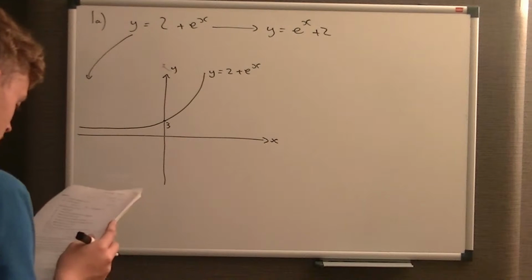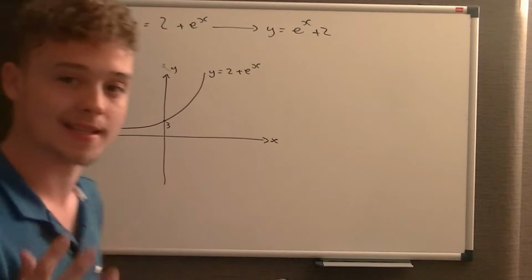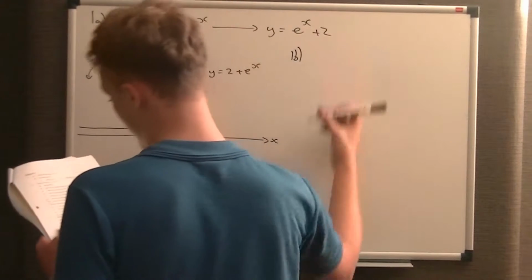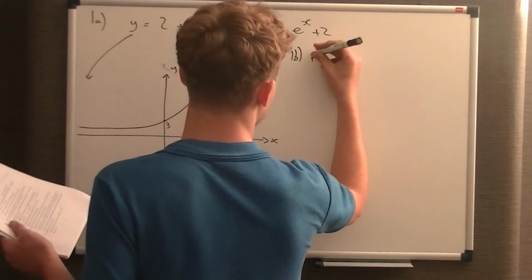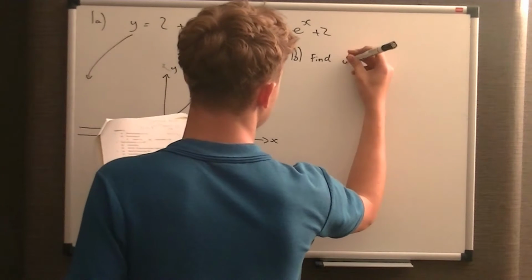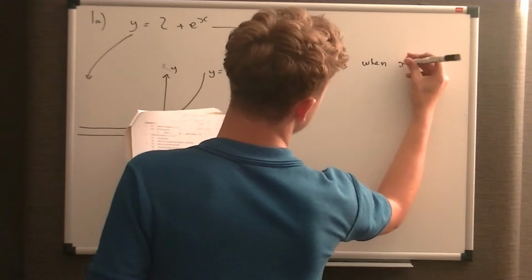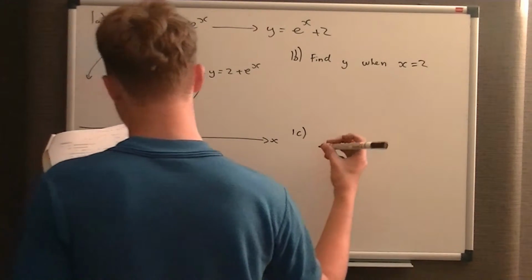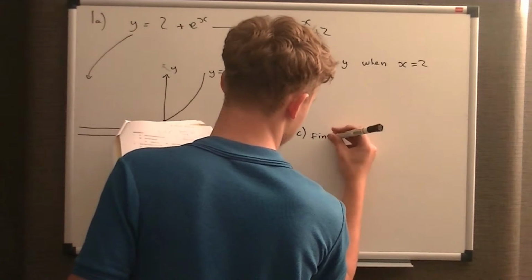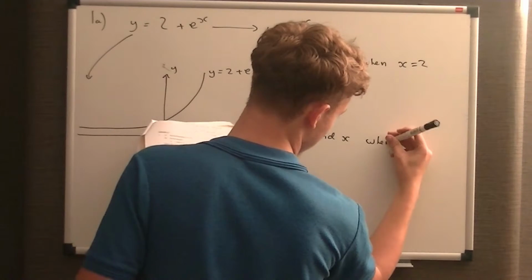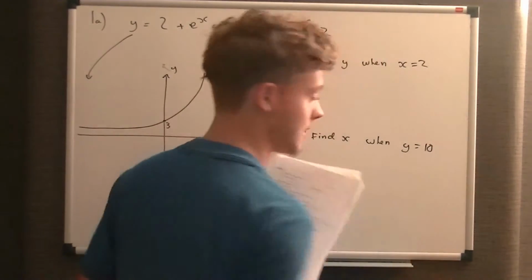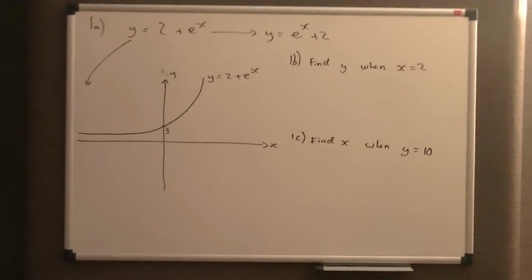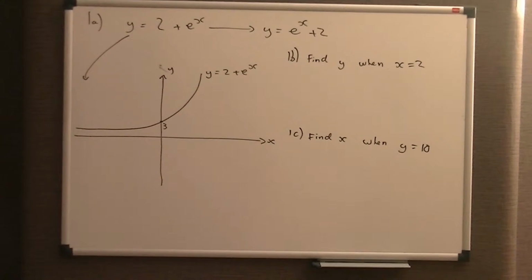That was fairly simple. I'm just going to give you a few questions now to be getting on with, so I'll give you a minute to pause it. It says find y when x equals 2, and the second part of this question is find x when y is 10. Now they seem fairly simple, but not quite as simple as you would first imagine. So I'll just give you a minute to have a go at that.